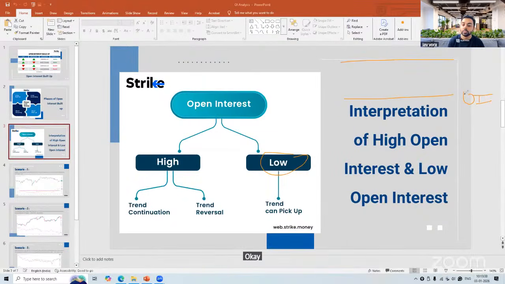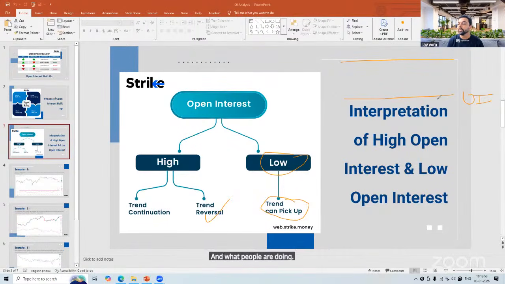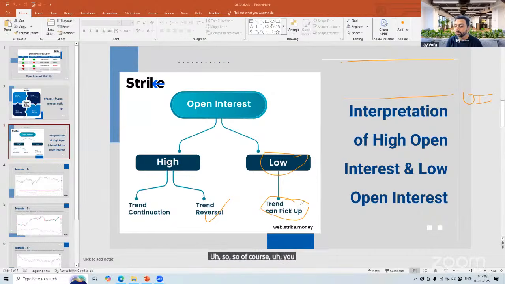This might require some additional patience, because over here, though you know what the trend is and what people are doing, here it will be a mystery, and you don't know whether it is going to break out or break down. So when you want to pick up a trend, you will need to understand the trend of that particular stock. Let me come here and explain with an example to get it better. But basically, these are the important nuances of open interest that you need to understand.